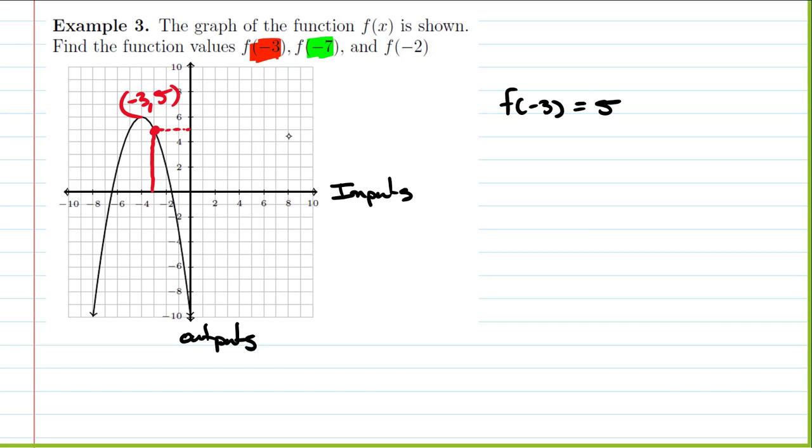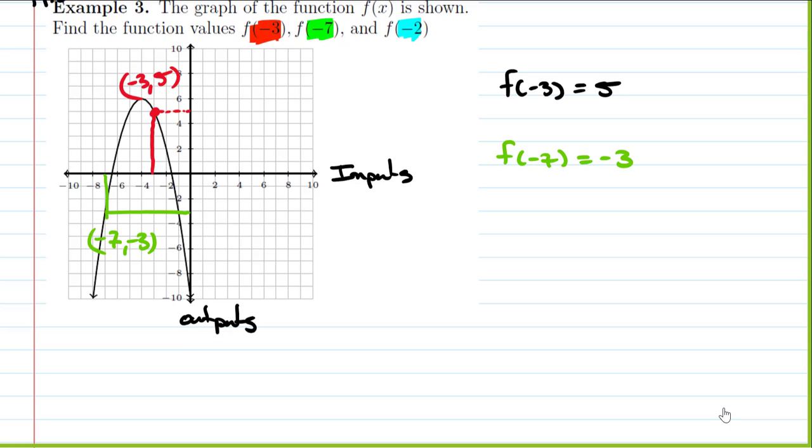I can do the same thing for negative 7. I go to negative 7, and I'm going to go down until I touch the curve. And then I go to the right here, so I'm going to get the ordered pair negative 7, negative 3. So f of negative 7 is negative 3. For our last one, we would go to negative 2, and we go up to 2, so then we would have f of negative 2 is 2.